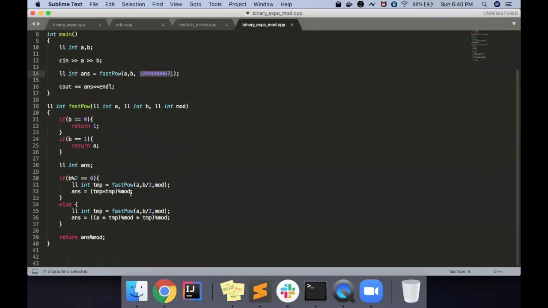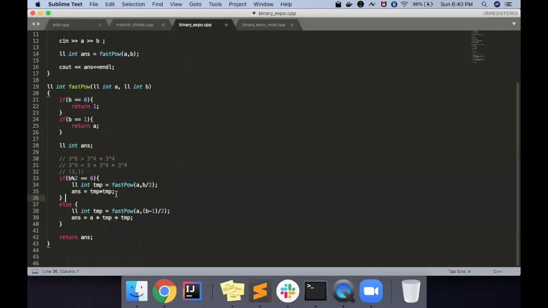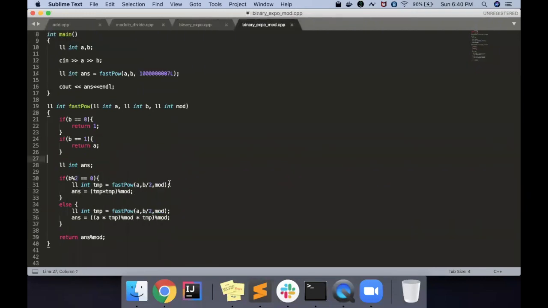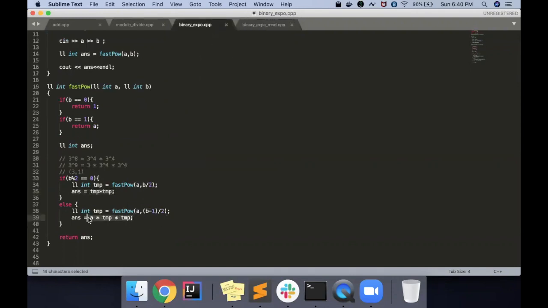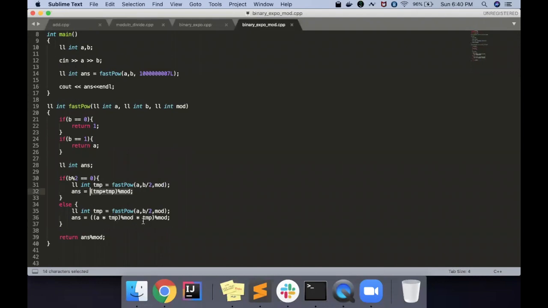If you look at the code, earlier it was simply temp into temp. Now I'm adding a mod over here: temp into temp, modulus mod. And in the second part also, I'm using A into temp, and this is the interesting part. Look at it closely, because people make a lot of mistakes over here.